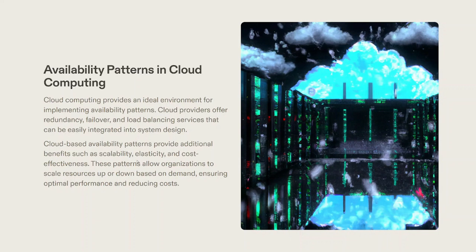One good example of availability patterns can be cloud computing. Cloud computing is basically an ideal environment for implementing it. They offer redundancy, failover, and load balancing services that can easily be integrated with our services. They also provide additional functionalities such as scalability, elasticity, and cost effectiveness. So we don't need to build our own data centers. We can simply use the services provided by cloud computing, and we can get additional services also at reasonable prices.